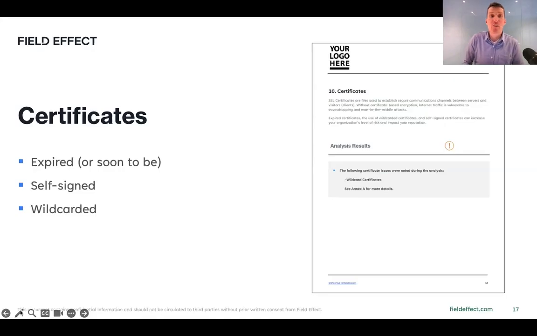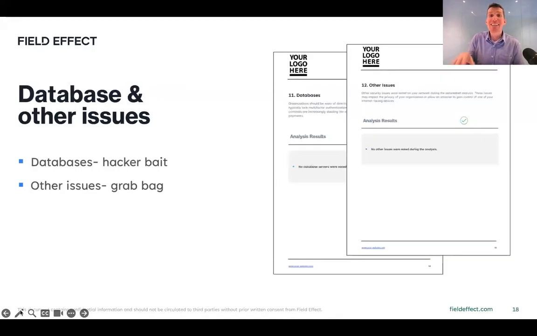So we'll let them know about that. The next two sections, the 11 is databases. If there's a database running on the internet, we want to know about it, and they should know about it, because it's just such a target for cyber criminals.